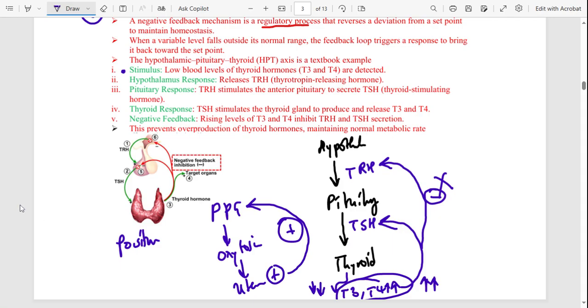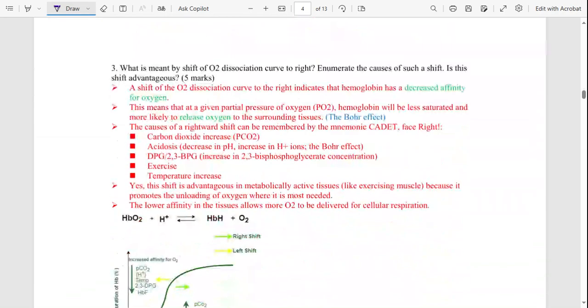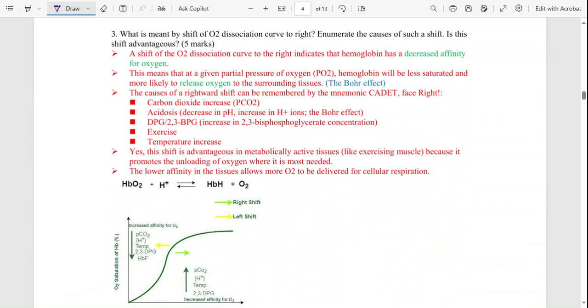All right. So the next question, number 3, it's saying what is meant by shift of oxygen dissociation curve to the right? Enumerate the causes of such a shift. Is this shift advantageous? So there are main questions there. Now, when you look at the way hemoglobin is, because we're not talking about the shift of oxygen dissociation curve, we are basically talking about hemoglobin.